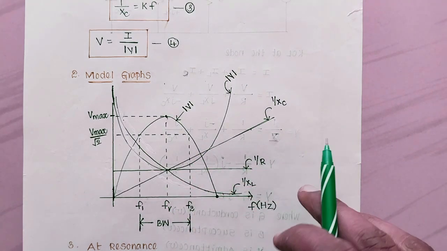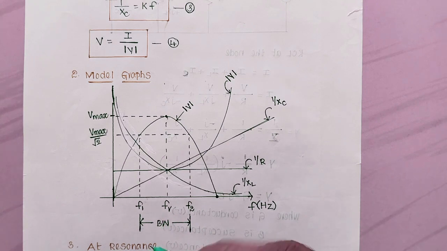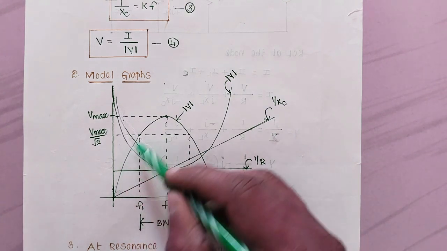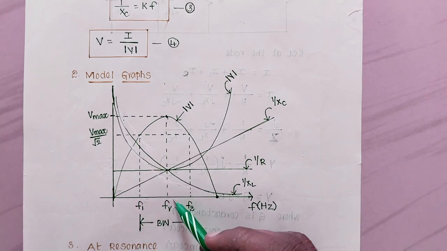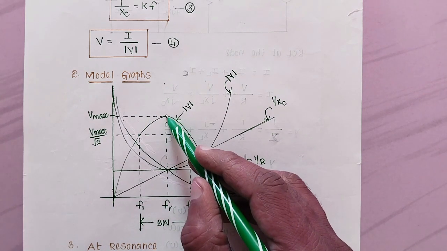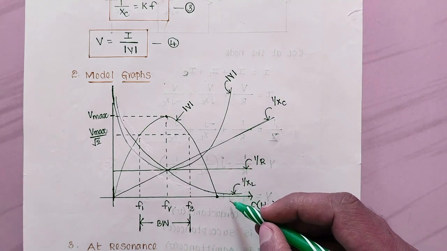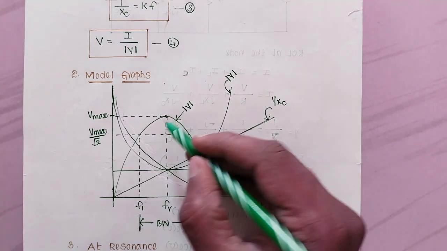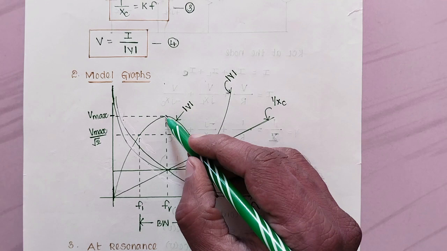So next is mod V, which is the voltage across the elements, against frequency. So frequency on the x-axis and the mod V curve. At frequency equal to 0, voltage across the circuit is 0. At resonance frequency, maximum voltage is there across the circuit. And at infinite frequency, voltage across the circuit is again 0. So at resonance frequency, we get a maximum voltage across the circuit.